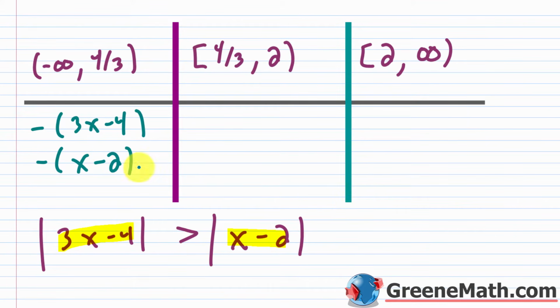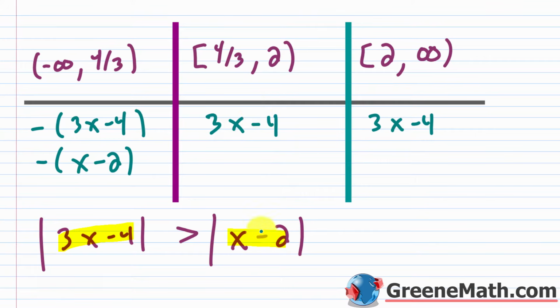Now, when we move to the right in this next interval, 4/3 is included. So that makes this guy 0 here. And then we're going up to but excluding 2. So between 4/3 and including 4/3 and 2, this guy is either 0 or positive. And whether it's 0 or positive, you just drop the absolute value bars. So it's just 3x minus 4. Then when we get to 2 or larger, it's going to be positive, right? So it's 3x minus 4 here as well.